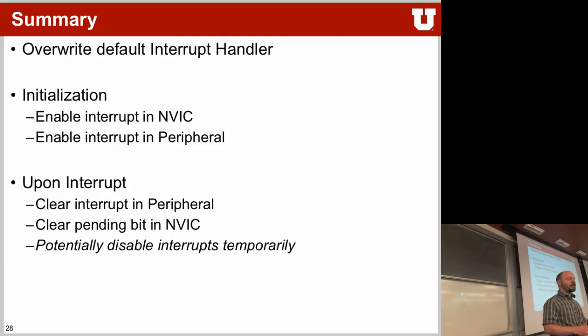Okay, quick summary. There are default interrupt handlers that are already registered, but they're defined as weak. You have to overwrite them if you want to actually handle these specific interrupts. Initialization: you have to enable interrupts at the NVIC and inside of the peripheral. And when an interrupt happens, you have to clear the interrupt in the peripheral. Sometimes that happens automatically, but not always. You have to clear the pending bit, and potentially disable all interrupts temporarily if you want to modify global variables.